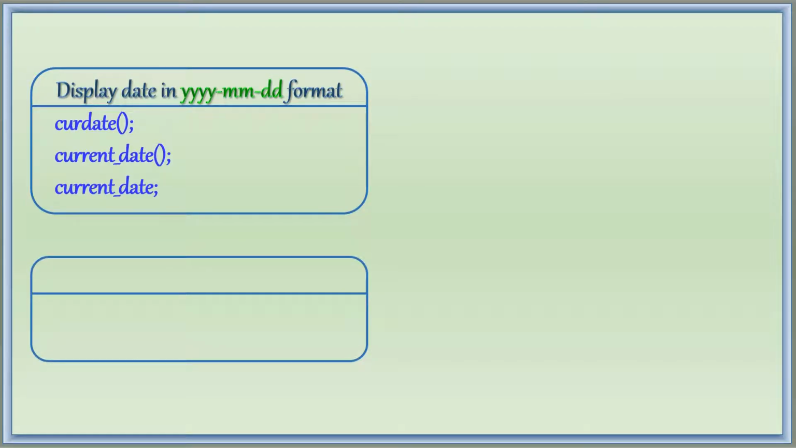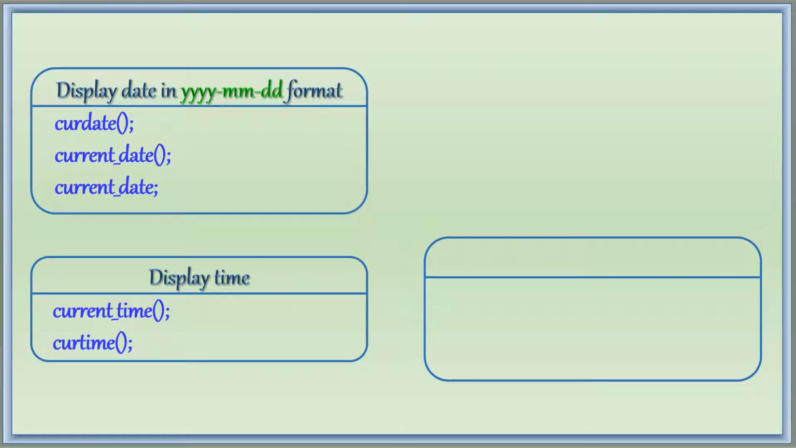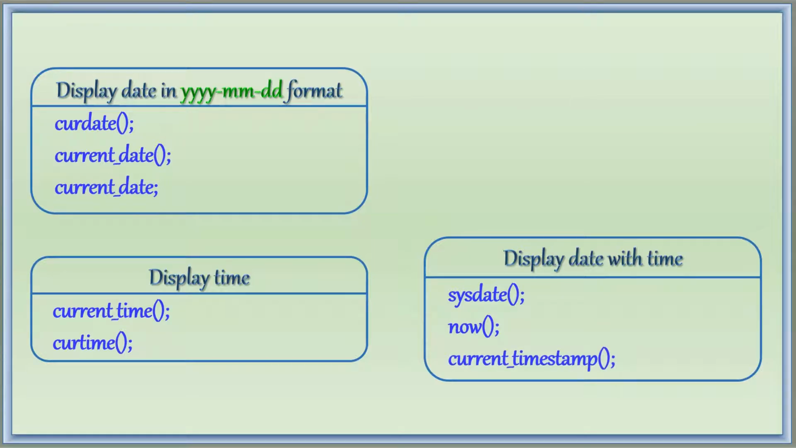If only time is required to be displayed, we have two functions: current_time() or curtime(). In case we need the combination of date and time both, we have the function sysdate(), and we can also use now(). Otherwise the third one, current_timestamp(). All these three will give the date and time both together.